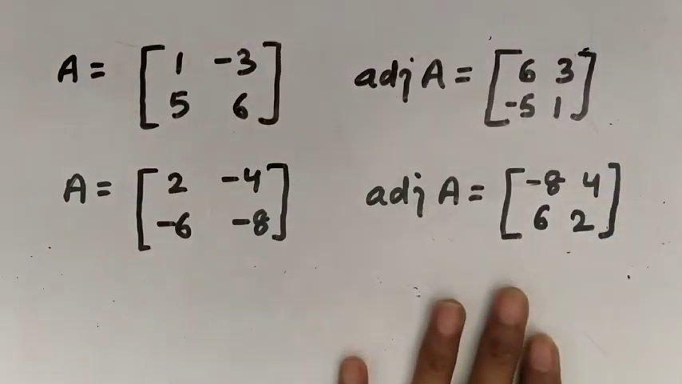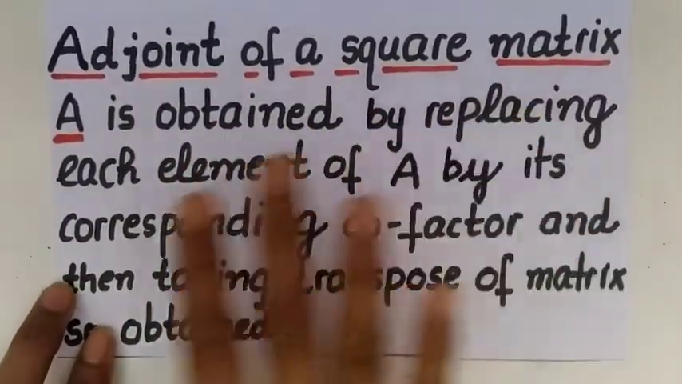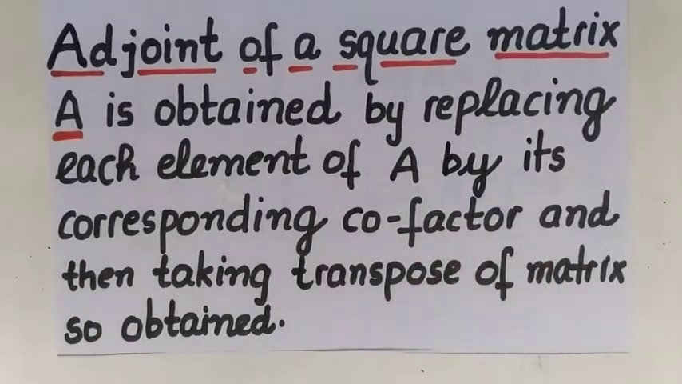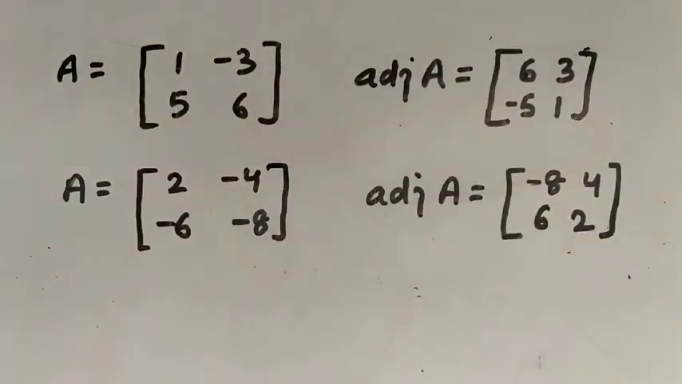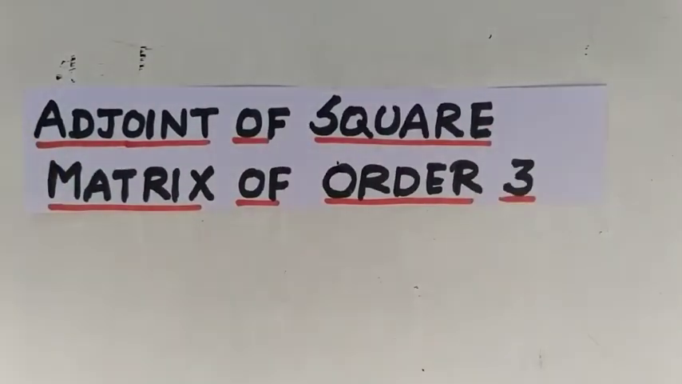Okay, but how it comes? The concept is same. That is, adjoint of a square matrix A is obtained by replacing each element of A by its corresponding cofactor and then taking transpose of matrix so obtained. So students, now come to adjoint of square matrix of order 3. So now we will find adjoint of square matrix of order 3. I will explain with the help of an example.